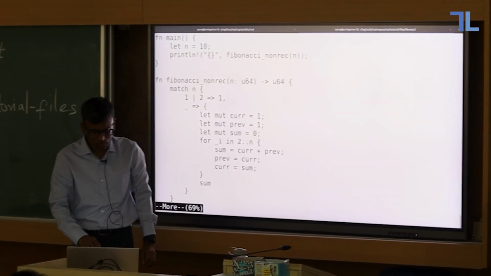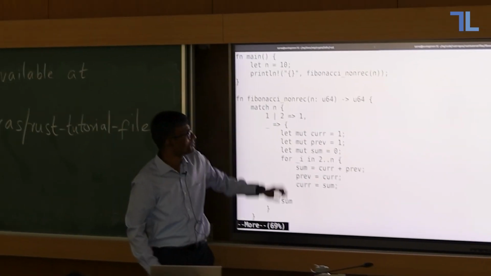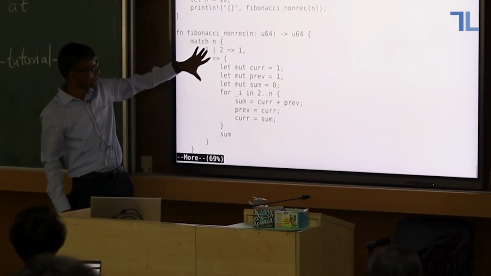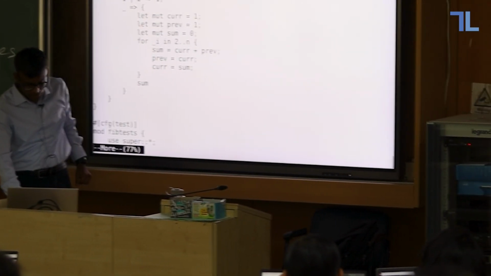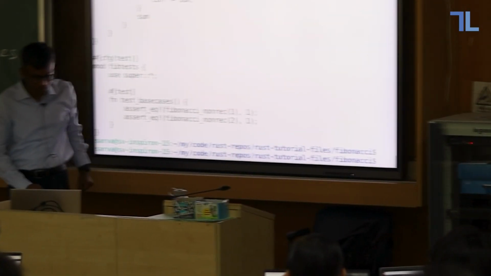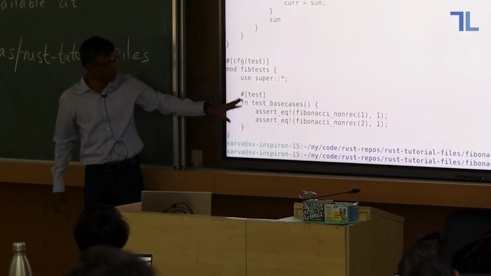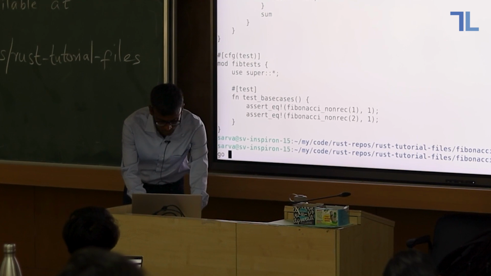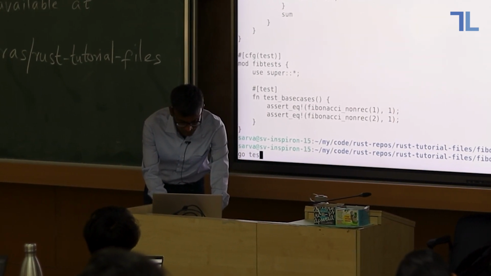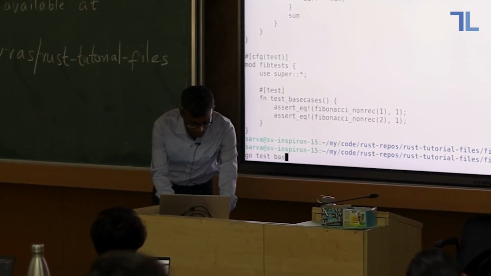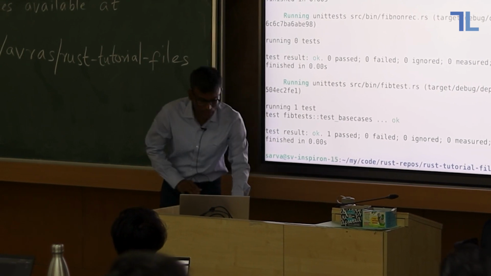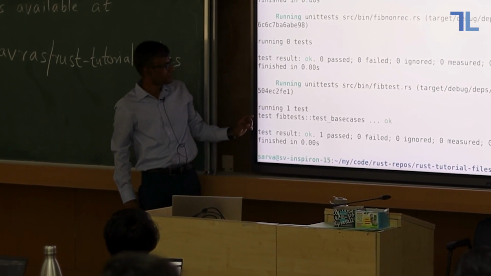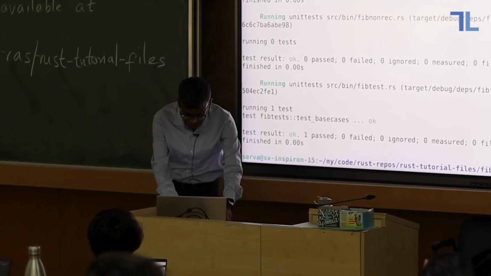So I have the main function, then the Fibonacci non-recursive implementation, and then whatever code I just showed, the test module with the two test cases. So I can run cargo test base, and it says, let me bring it to the top a little bit.